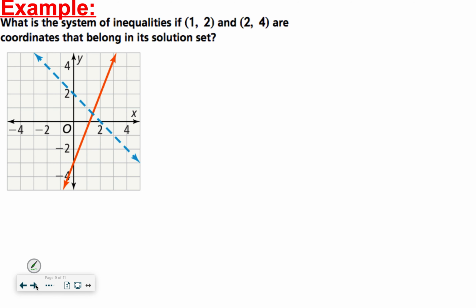Next one. What is the system of inequalities if (1, 2) and (2, 4) are coordinates that belong in its solution set? Okay, this is another type of question. Where is (1, 2)? (1, 2) is here. This is one of the solutions of the system of linear inequalities. The second one is (2, 4), and this is the second one. So most probably this part is the system of linear inequalities.